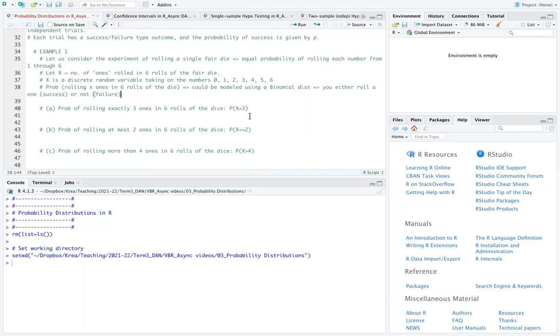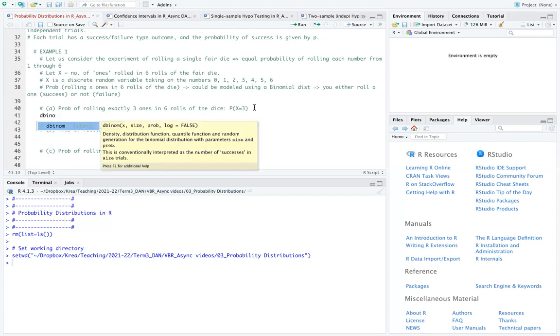So let's begin. What's the probability of rolling exactly 3 ones in 6 rolls of the die? The word exact is our keyword here. So we are essentially looking to find the probability of x being equal to 3. And the prefix that is associated with giving us the exact probability is the prefix b. So we write down b followed by the name of the distribution. So we're just going to have a command saying b binom. See how it shows up here immediately.